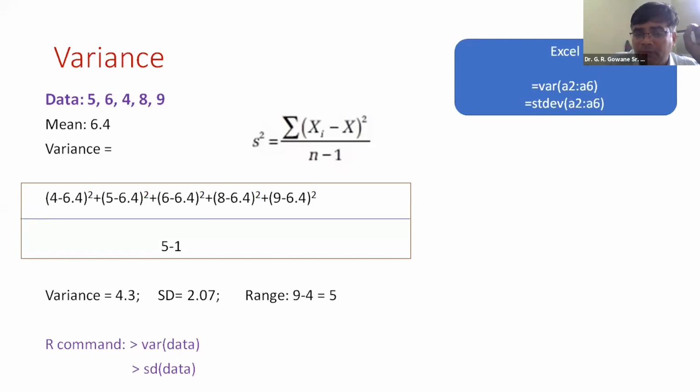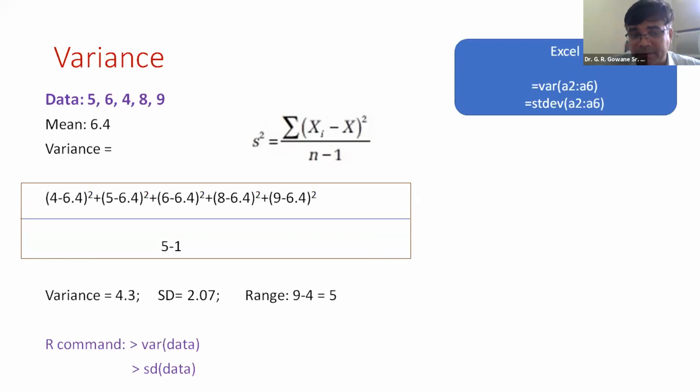How to get the spread of the data around the mean? We need to obtain the mean for the data, the average. Then deduct this average from each and every individual observation. Once you get these differences, you need to square them and sum them. Once you obtain the summation of squared differences between the mean and the individual observations, you divide it by n minus 1. So if you have five numbers, n minus 1 is 4, and you can get the variance.